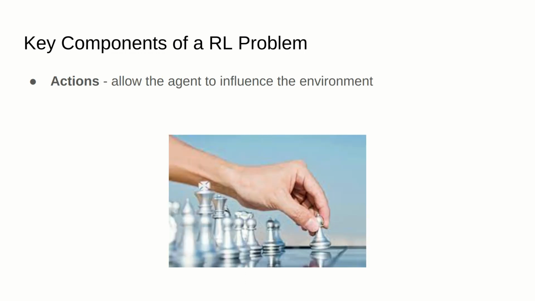The agent has to have the ability to influence the environment, and it does so by taking actions. An action could be moving a game piece to a new position on the board, or in the car example, it could be increasing the velocity of a car, or in the robot example, it could be changing the angles of one of the motors on the robot arm, or something like that. It just gives the agent the ability to influence the environment.